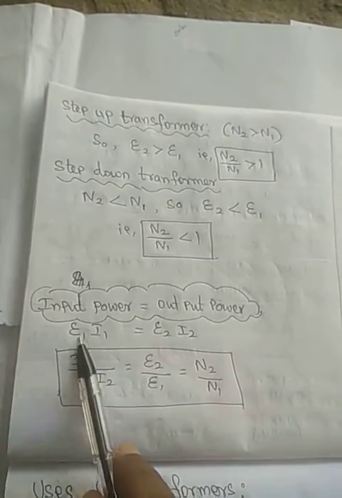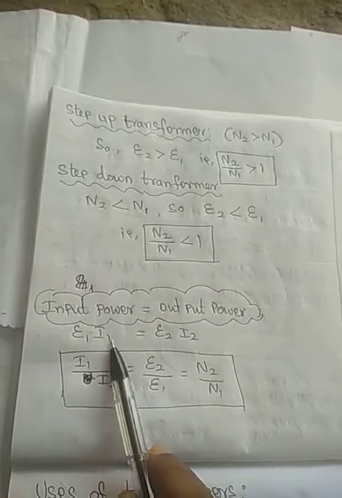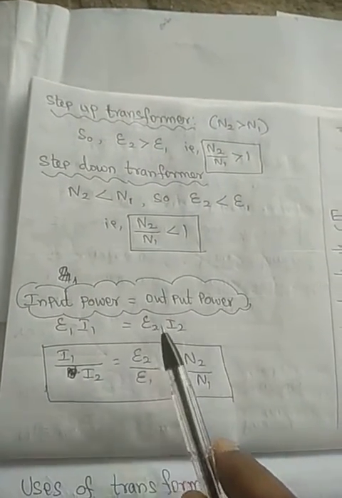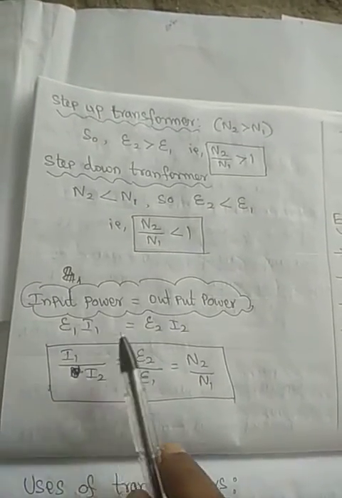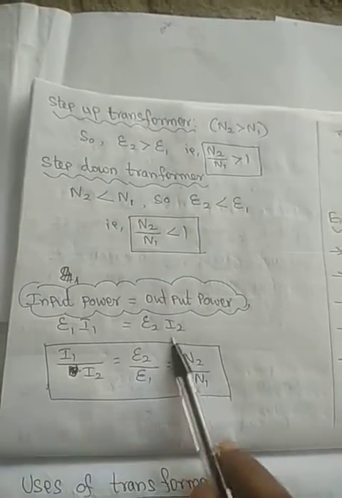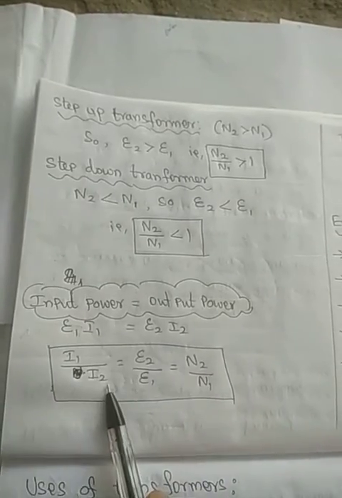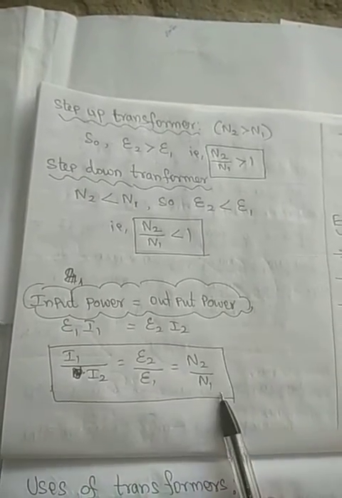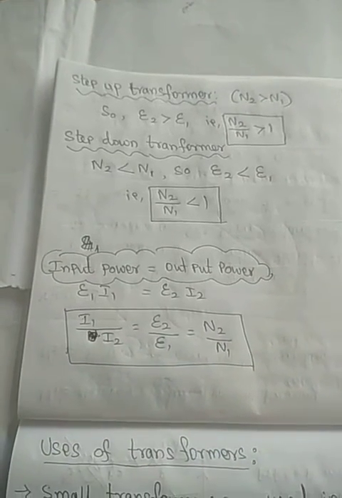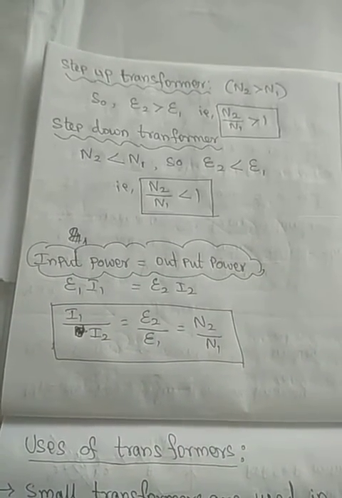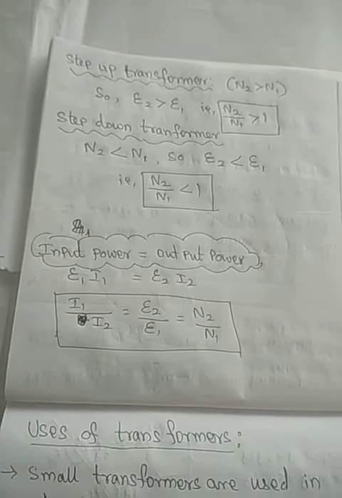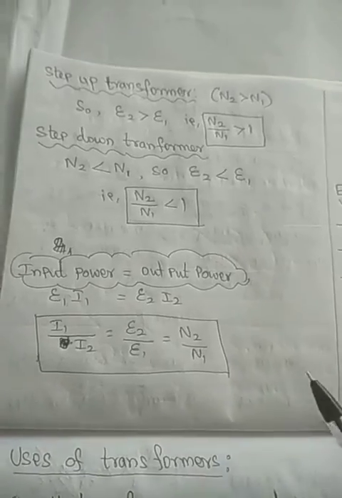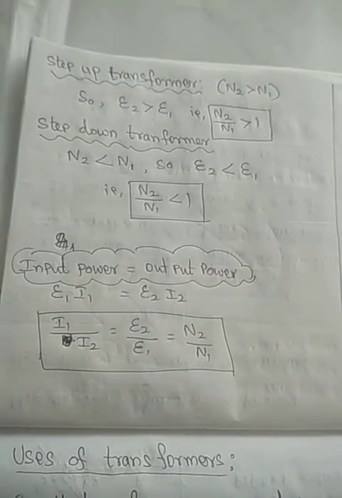So E1 is the primary coil EMF, I1 is the current flowing in the primary coil. Then E2 is the secondary coil EMF, I2 is the current flowing in the secondary coil. So E1 I1 is equal to E2 I2. So E2 by E1 is equal to I1 by I2. Already we know that it is N2 by N1. This is a common transformer equation in terms of current, EMF and the number of turns in the primary and secondary coils. So this equation is very, very important from the problem point of view.